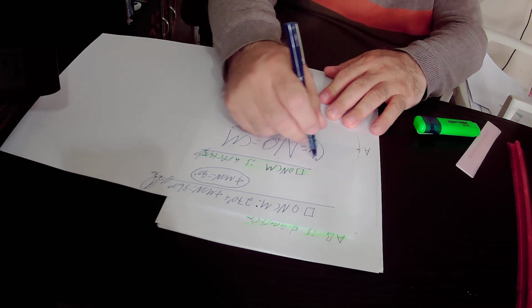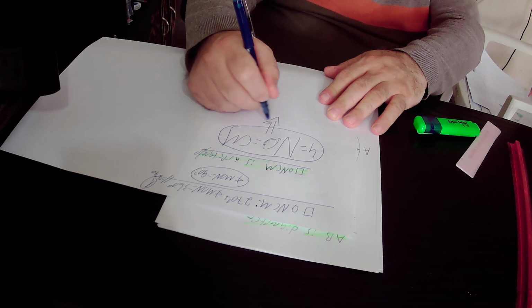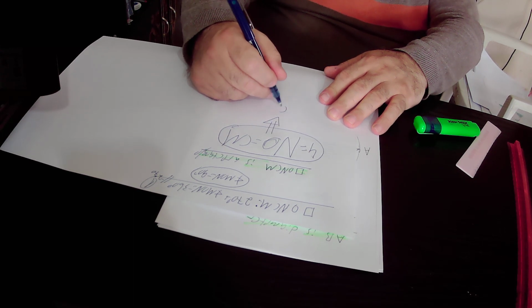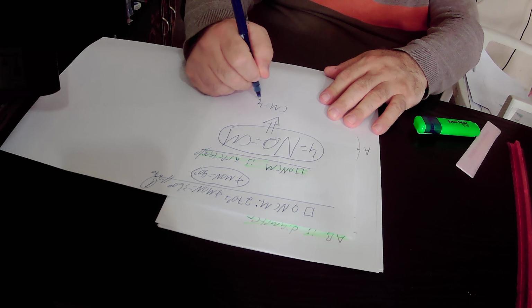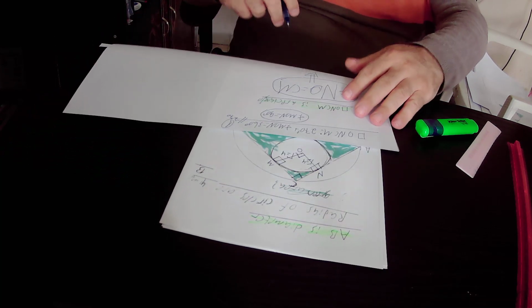And from this equation, 4 equals NO equals CM, we will derive that CM is also equal to 4 units. CM equals 4 units.